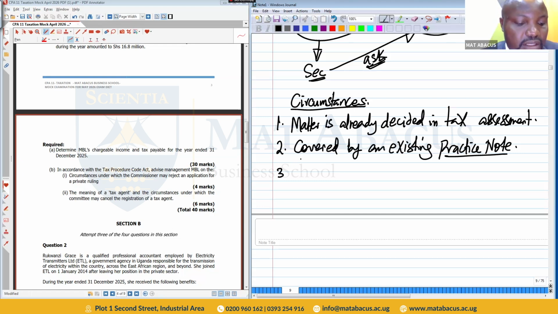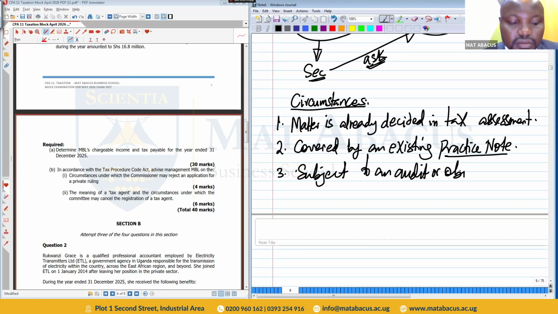Then 3, when the matter is subject to an audit or objection. So here, when the matter that is being consulted on is under audit by URA, or URA has objected to a certain assessment, then the Commissioner General may reject the application for a private ruling on that particular matter.